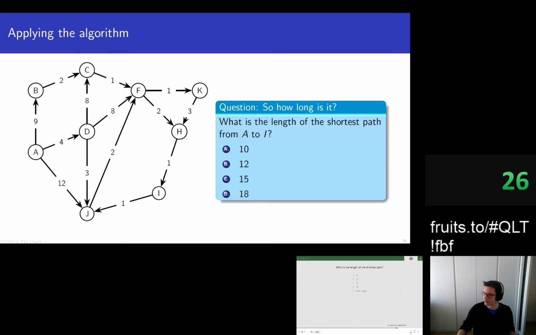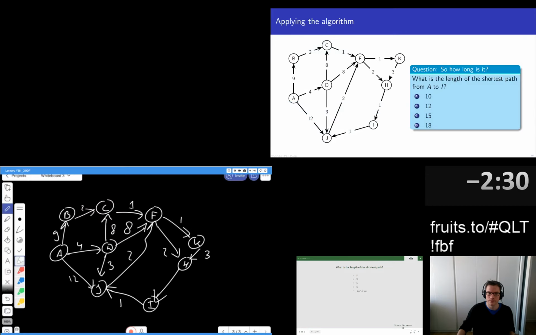Okay, let's see what you think, while I also get the tablet set up again. There we go. Okay. An overwhelming majority for 12. Excellent. Let's see if we can verify that.